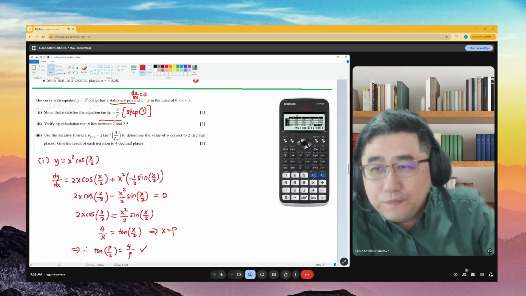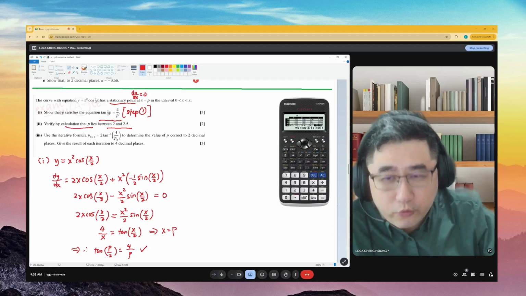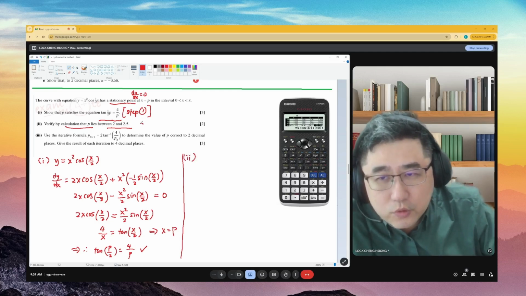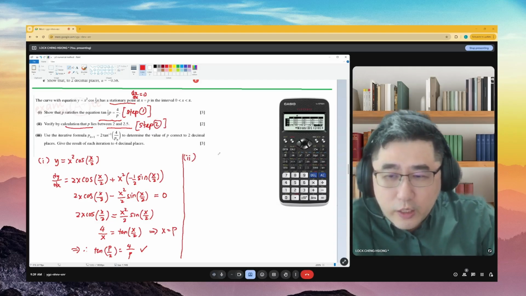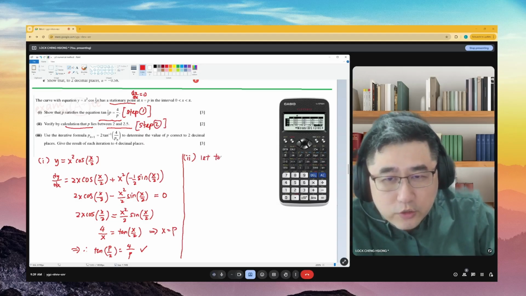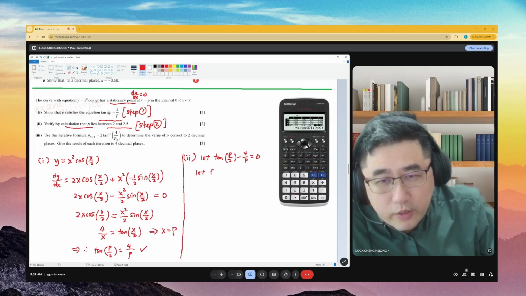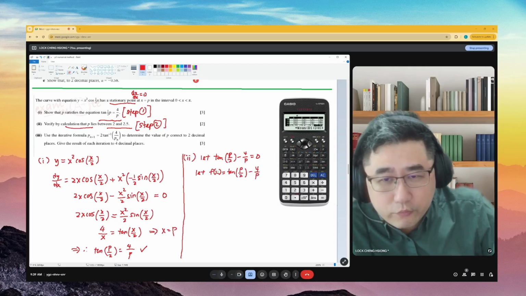So let's continue further. Verify by calculation that p lies between 2 and 2.5. In part two, they're asking for step 2: verify by using change of sign. First of all, I need to let tangent of p over 2 minus 4 over p equal 0. So let f of x equal tangent of p over 2 minus 4 over p. Sorry, f of p.